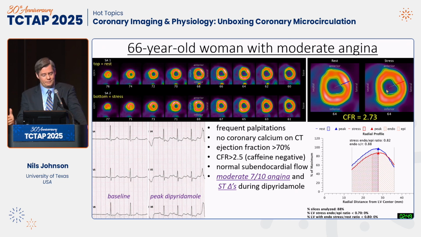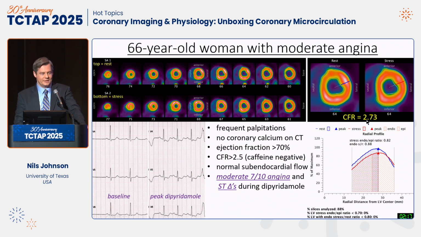This is a different patient. She came to me because she had frequent palpitations, and when I did her PET scan, there was no coronary calcium, and you can see really fantastic blood flow at rest and at stress. There's no subendocardial hypoperfusion. Her coronary flow reserve is intact. So she has normal flow everywhere in her heart. Why then does she have 7 out of 10 angina? And look at the EKG changes, right?